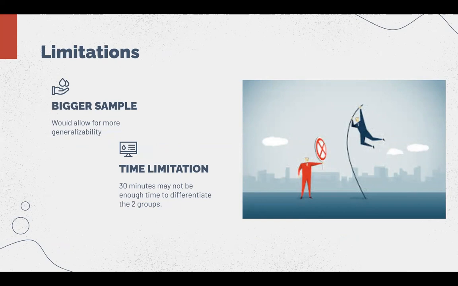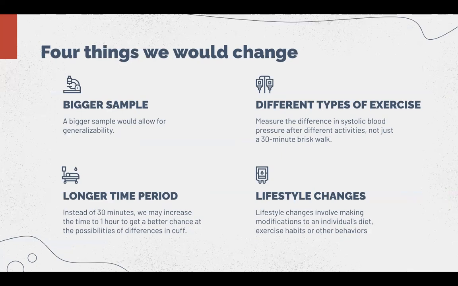And the time limitation, 30 minutes may not be enough time to differentiate the two groups between the manual cuff and the digital cuff. And then 4 things we would change: again, the sample size, different types of exercise, so measuring the difference in systolic blood pressure after different activities, not just a 30-minute walk. A longer time period, instead of 30 minutes, we may increase the time to possibly an hour to get a better chance at the possibilities of differences in the cuff.